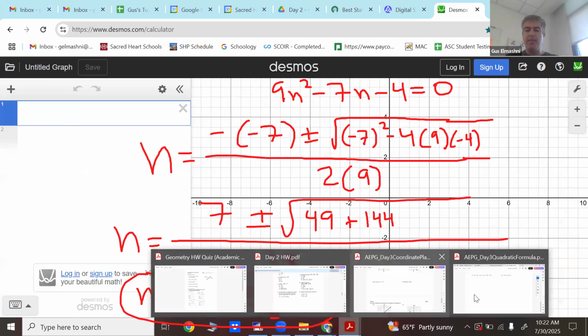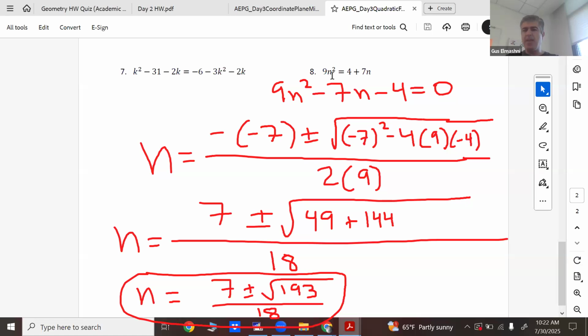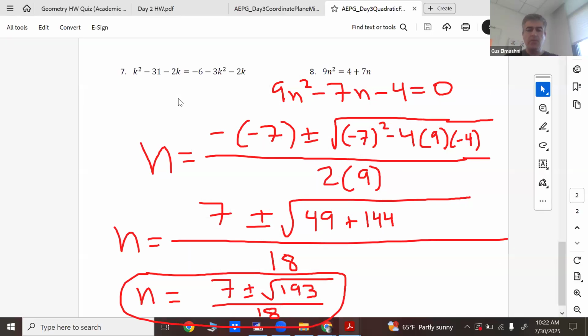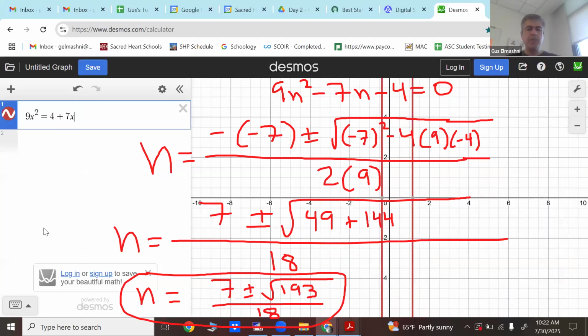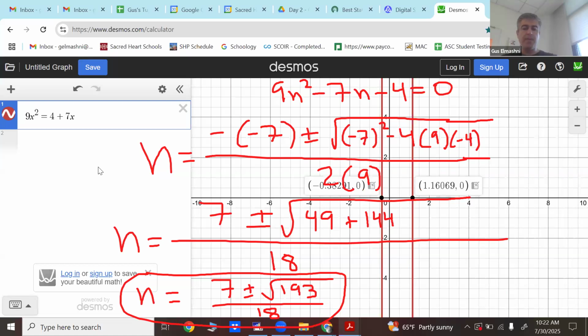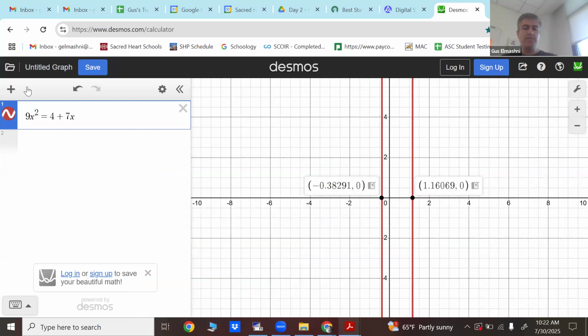So what was the equation I had? I'll use x: 9x squared equals 4 plus 7x. Okay. Let me clear the screen for a moment. So what are we doing? We're looking for x-intercepts, right? That's what the quad form is. It's finding the x-intercepts. Where are my x-intercepts here? Whoa. That's kind of crazy, right? Those are really weird numbers. Now, what was my answer again? 7 plus or minus root 193 all over 18, right? So 7 plus or minus root 193 all over 18.